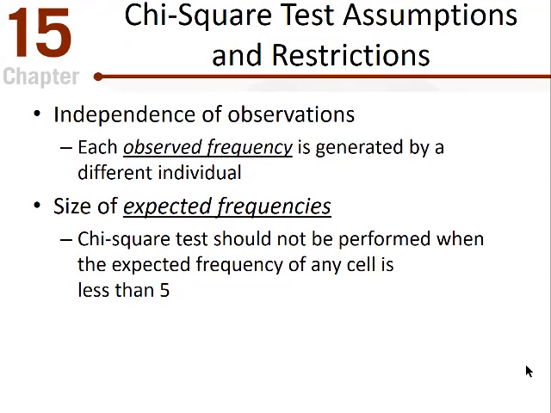For the chi-square test, we make certain assumptions and restrictions. So again, we have the independence of observations, meaning that each observed frequency is generated by a different individual. And then the size of the expected frequencies is very important, because a chi-square test should not be performed when the expected frequency of any cell is less than 5.